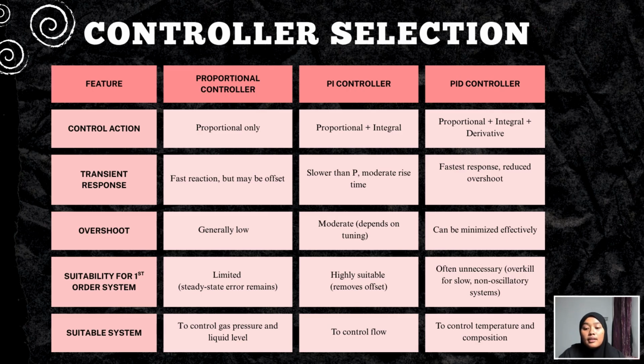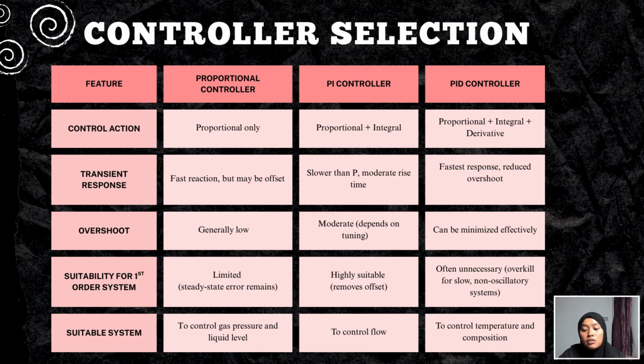The second controller is the PI controller. The PI controller indicates proportional and integral. The response of this controller is slower than P, with moderate rise time. The overshoot is also moderate, depending on tuning. It is highly suitable to remove offset for a first order system, and this controller is suitable to control flow.